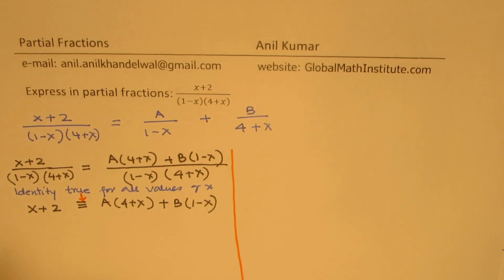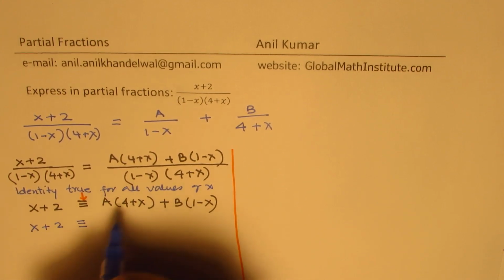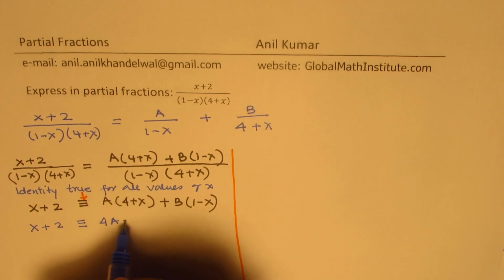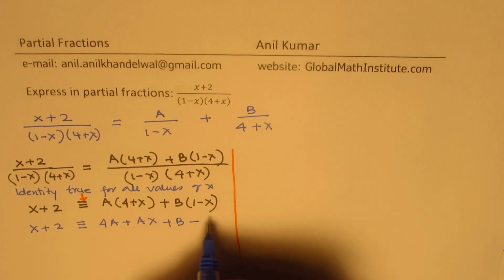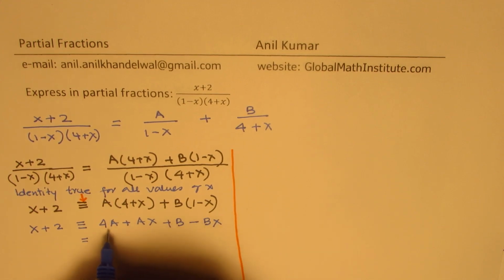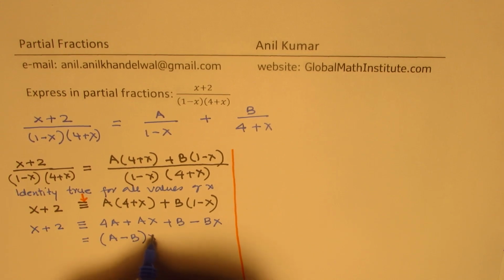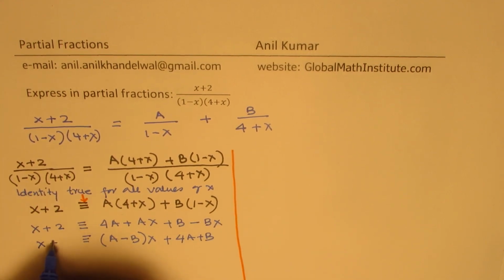So you could write this as x plus 2 is congruent to, when you open this, you get 4a plus ax plus b minus bx. So combining the terms with x and with the constants, we get 4a is a constant, ax minus bx. So you could take x common and write this as a minus b times x, right? The constants here are 4a plus b. And that is congruent to x plus 2.